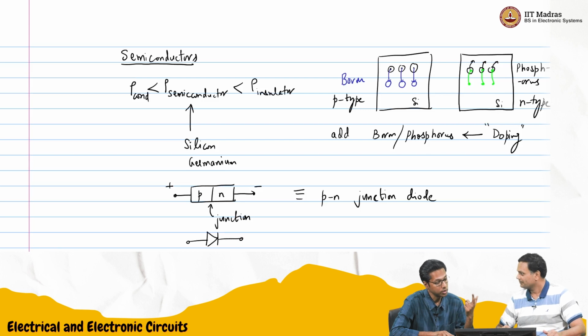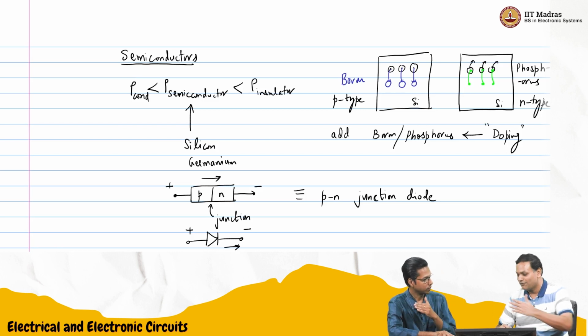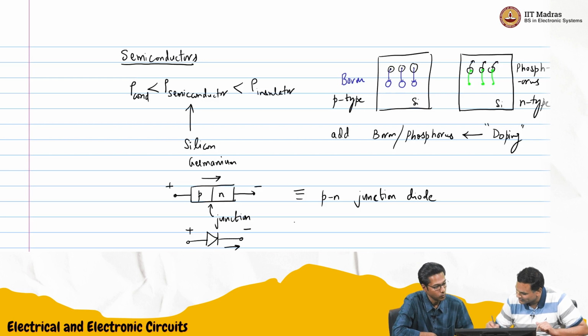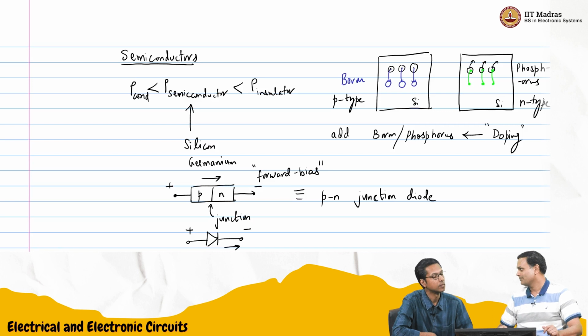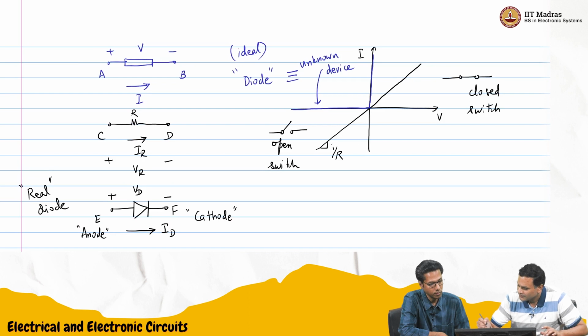If anode is positive compared to cathode, current can flow. That is the forward bias. So this portion is called forward bias, where current can flow. In fact, we will mark it here also.